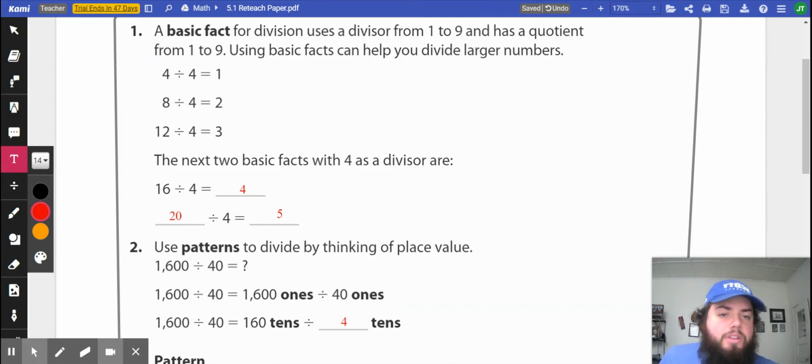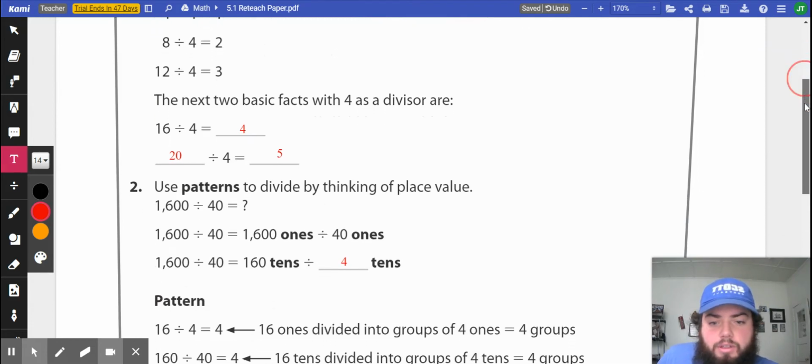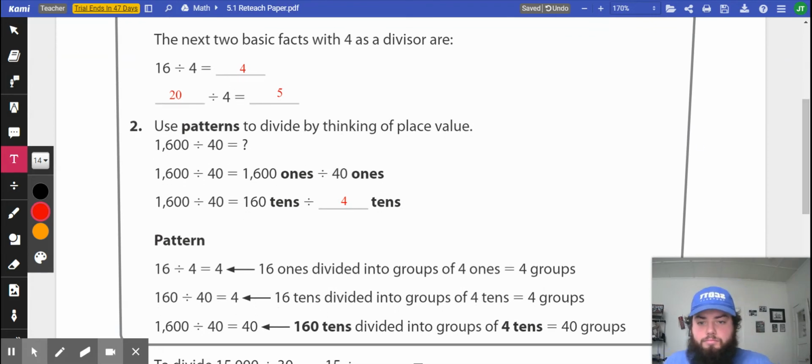If you want to think about it in terms of the decimal point, we move the decimal point to the left one, and now we're just looking at our tens, using smaller numbers to help us figure out our answer. Now the pattern here is using our basic fact, 16 divided by 4 equals 4. 16 ones divided into groups of 4 ones equals 4 groups. We add a 0 to the end of each one. We have 16 tens divided into groups of 4 tens equals 4 groups. Still dividing tens into tens.